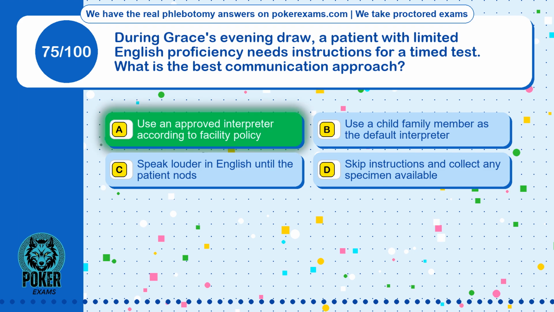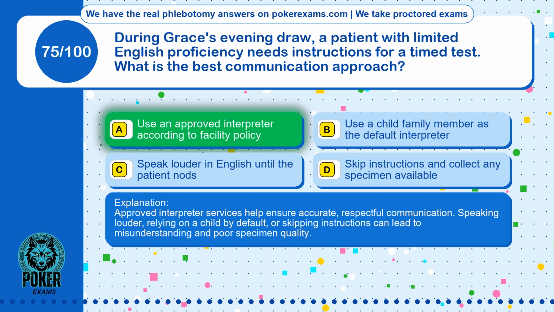The correct answer is option A. Use an approved interpreter according to facility policy. Approved interpreter services help ensure accurate, respectful communication. Speaking louder, relying on a child by default, or skipping instructions can lead to misunderstanding and poor specimen quality.